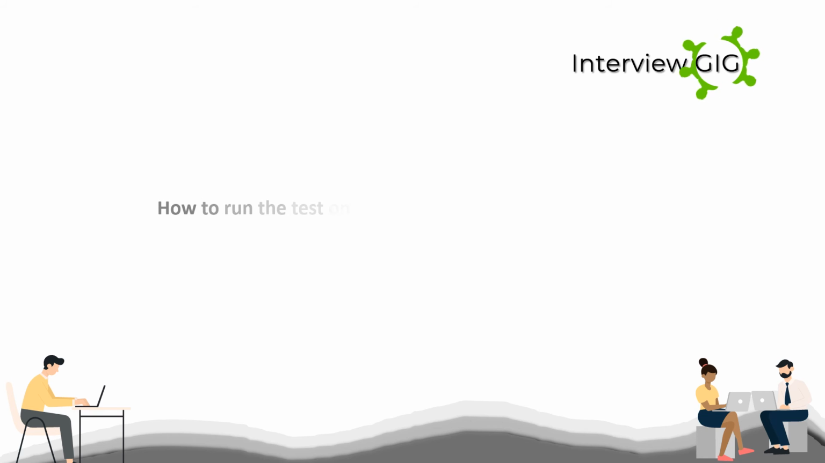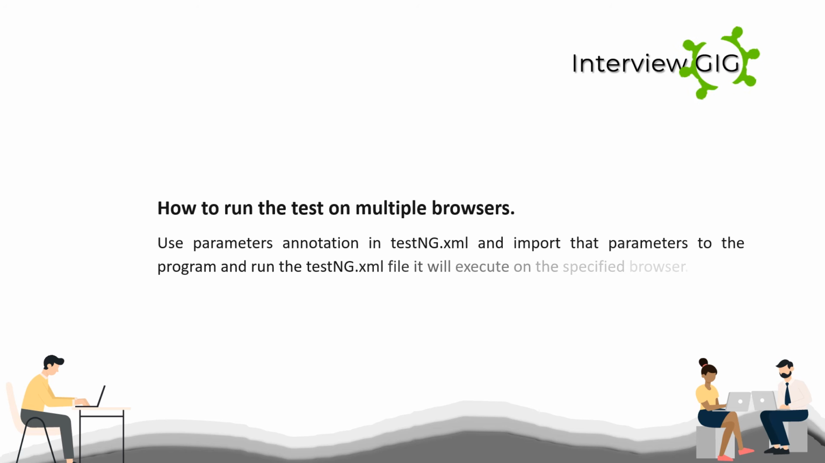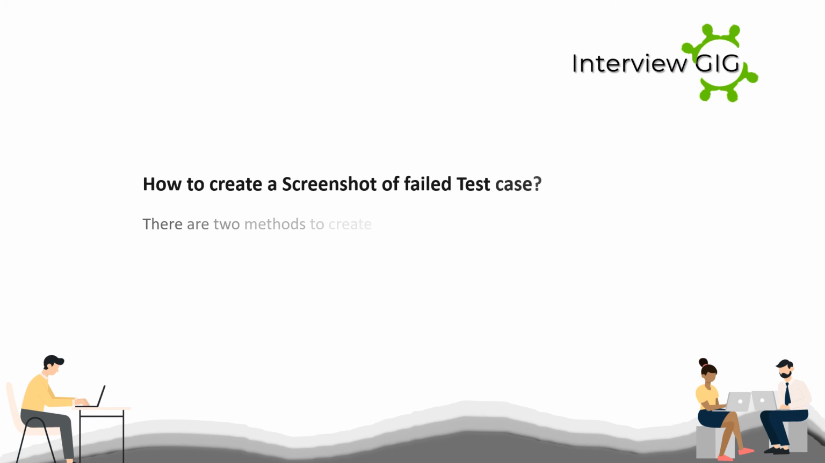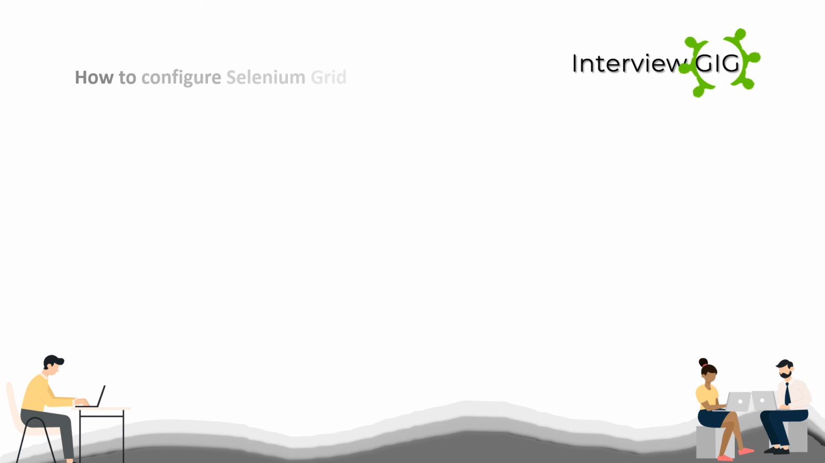How to run the test on multiple browsers? Use the parameters annotation in testng.xml and import those parameters into the program and run the testng.xml file. It will execute on the specified browser. How to create a screenshot of a failed test case? There are two methods to create a screenshot when the test case fails: TestNG listeners and a reusable method.